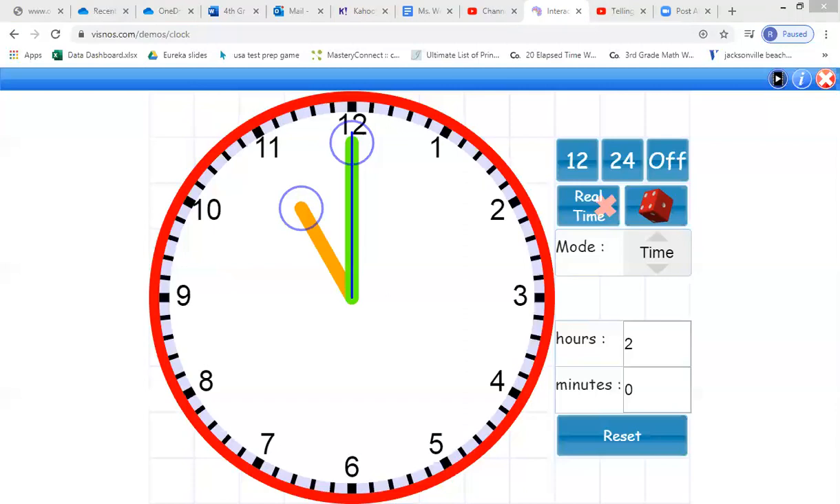Okay, so now the numbers 1 and 2 are in between 12 and 3. So the number 1 and 2, and I'll pause and let you get that. Then after 3, there's 4 and 5. Put that on your clock. In between 6 and 9, there's 7 and 8.